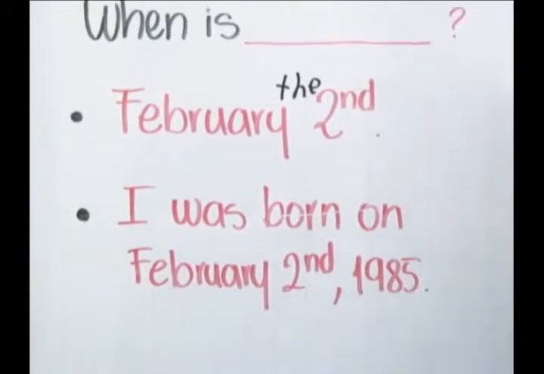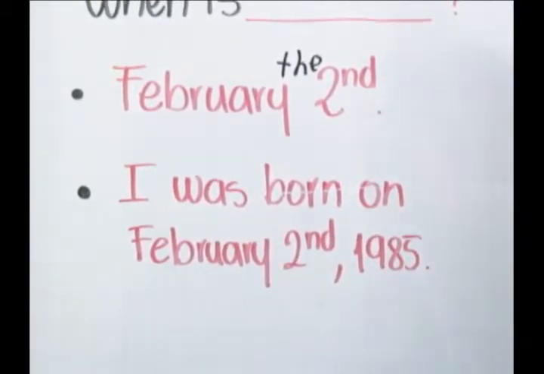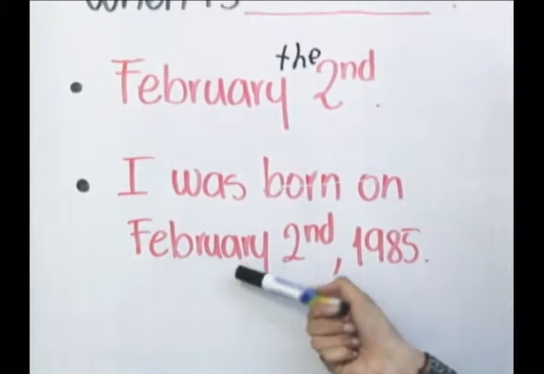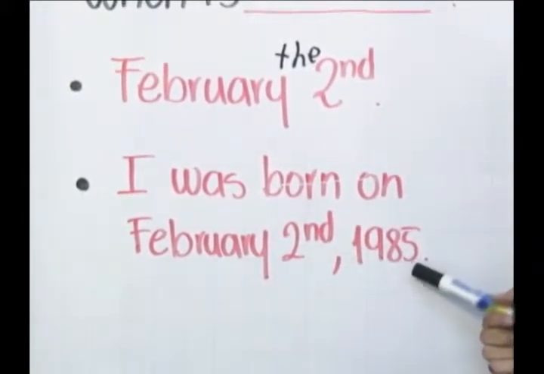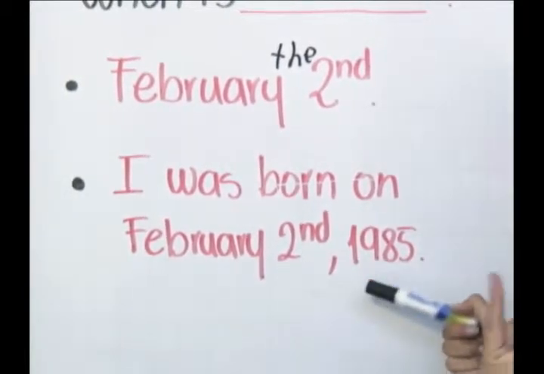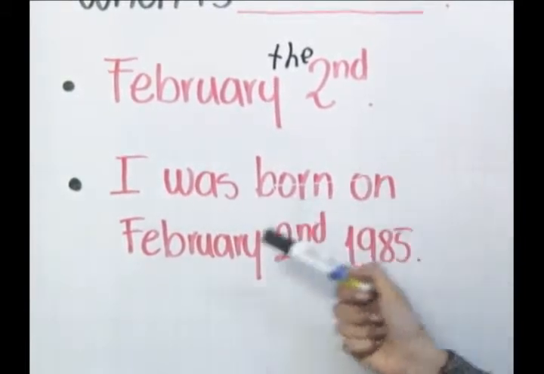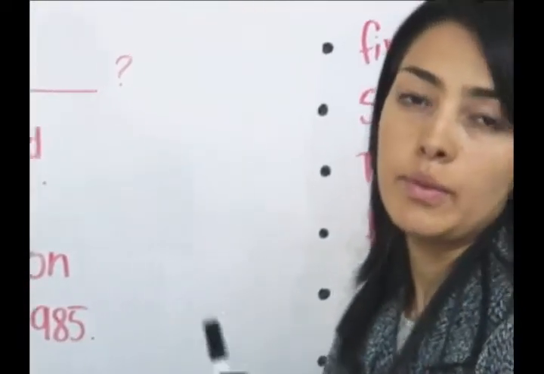Now read a complete date. The question would be, when were you born? So I read, I was born on February the 2nd of 1985. The years, you read years by two digits. Listen again. I was born on February the 2nd of 1985.